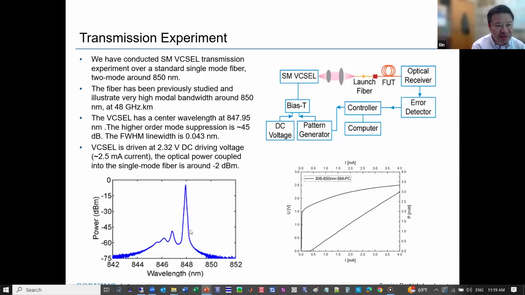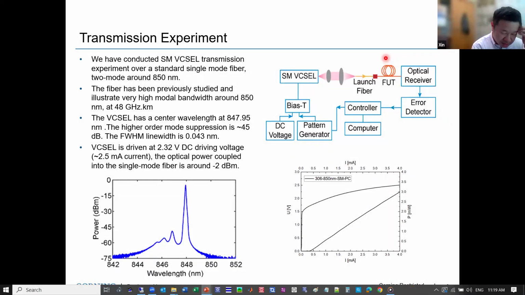So here in the first experiment, what we have done is the transmission experiment. The single-mode VCSEL is directly modulated, so we use a pattern generator to drive the VCSEL. Certainly, we provide a DC voltage as a bias. And the fiber we utilize is actually a very novel fiber. It's a graded index single-mode fiber, but two-moded at 850. As I will show, it has a very high bandwidth of 48 gigahertz kilometer at 850.